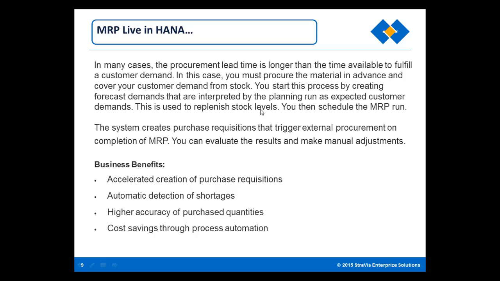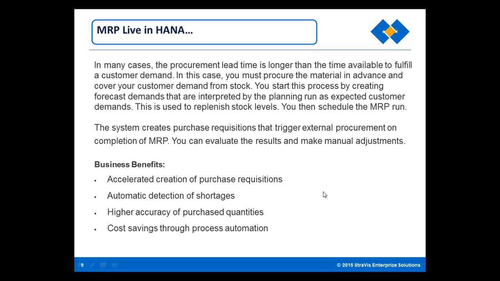This is used to replenish stock levels. You then schedule the MRP run. So the system creates purchase requisitions that trigger external procurement on completion of the MRP. As I said earlier, the MRP Live will directly create purchase requisitions, and you can evaluate these results and make manual adjustments later on.